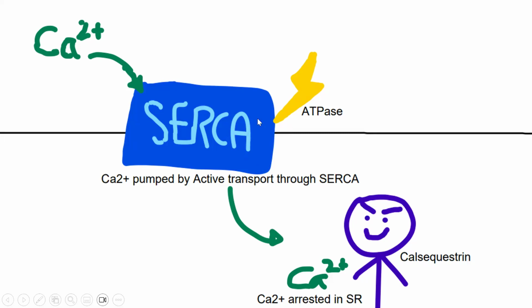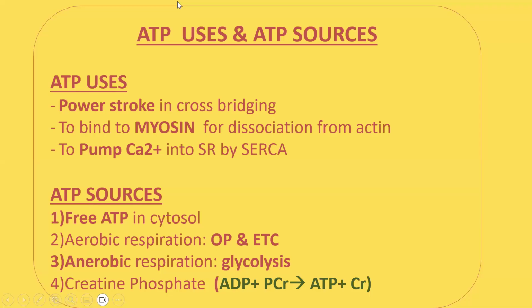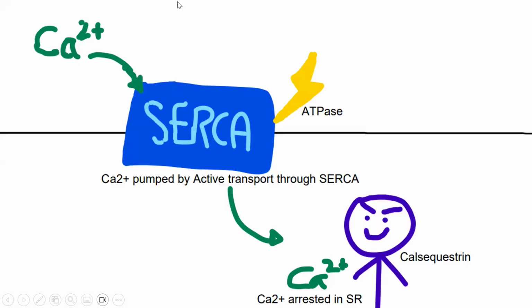From the name, you can see ATPase. That means that this channel or this pump has ATPase activity. What does that mean? It will hydrolyze ATP into ADP and inorganic phosphate, releasing energy. And why do we need the energy? We need the energy for active transport. Remember, we have a lot of calcium inside the sarcoplasmic reticulum and a lot less calcium in the cytoplasm, okay?